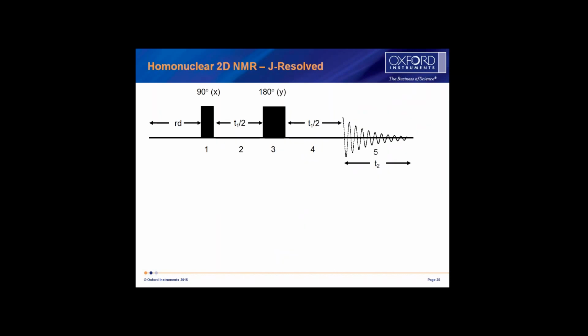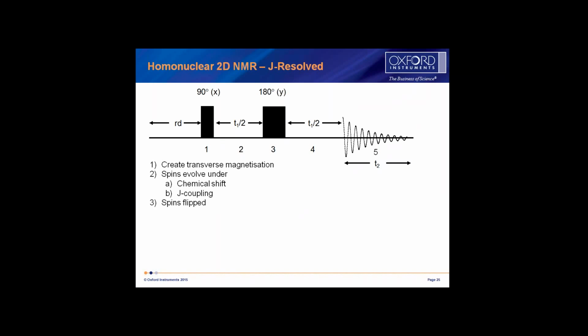Now we can move to a second experiment, and in this experiment, we decouple the splitting pattern from the chemical shift. So we approach the separation of the signals in a slightly different way. Again, like the other experiments, we use a 90-degree pulse to create the initial transverse magnetization. In the second period, we allow the spins to evolve under their chemical shift and their J-coupling.